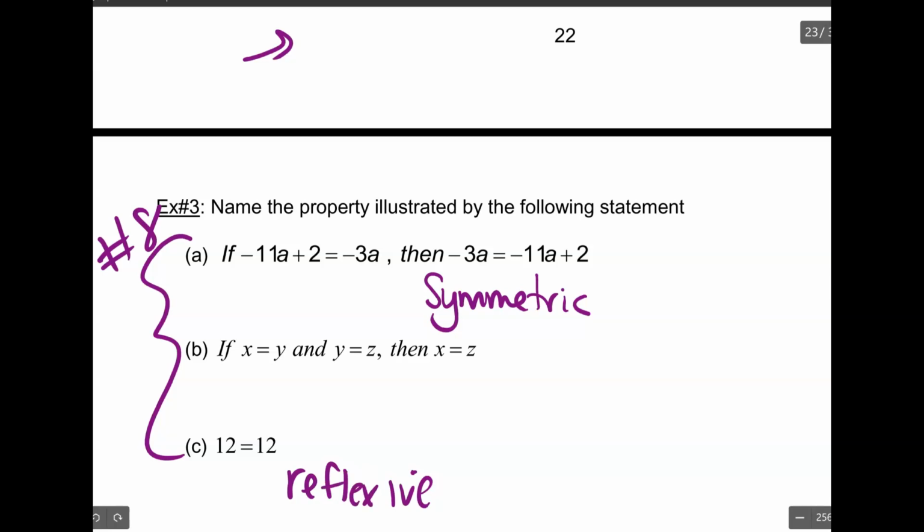Reflexive, and then B, the last one: if x equals y and y equals z, then x equals z. Transitive.